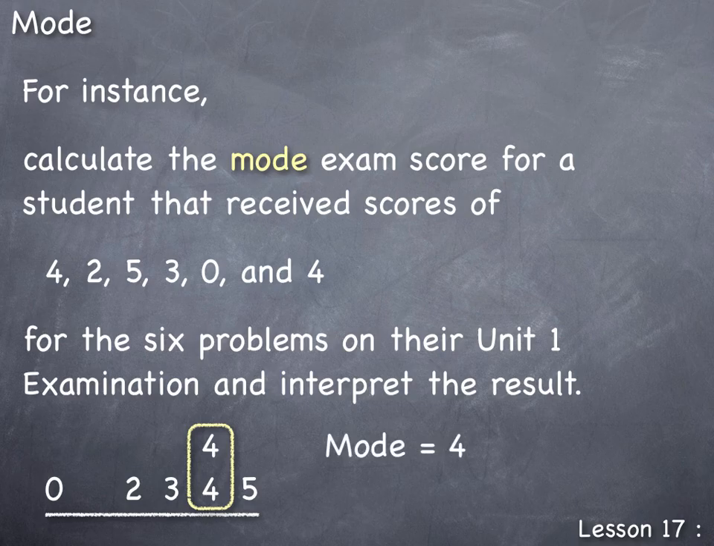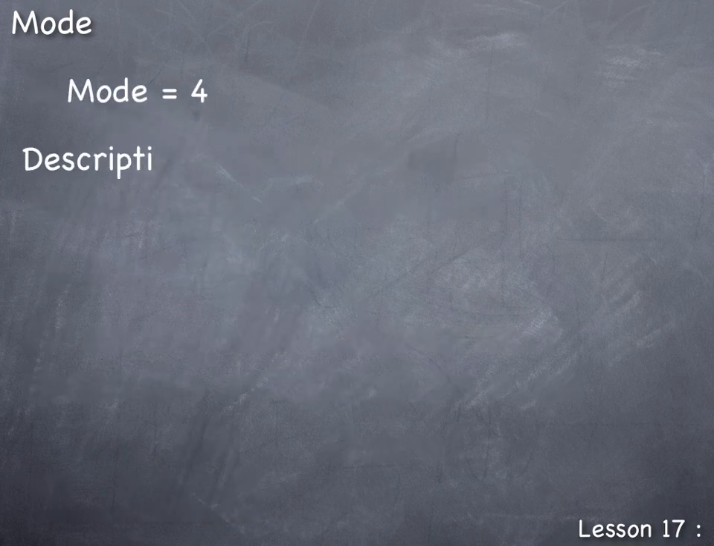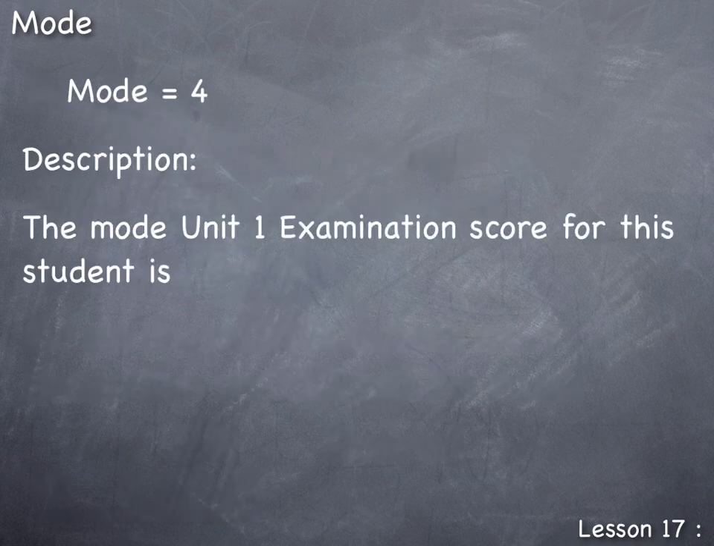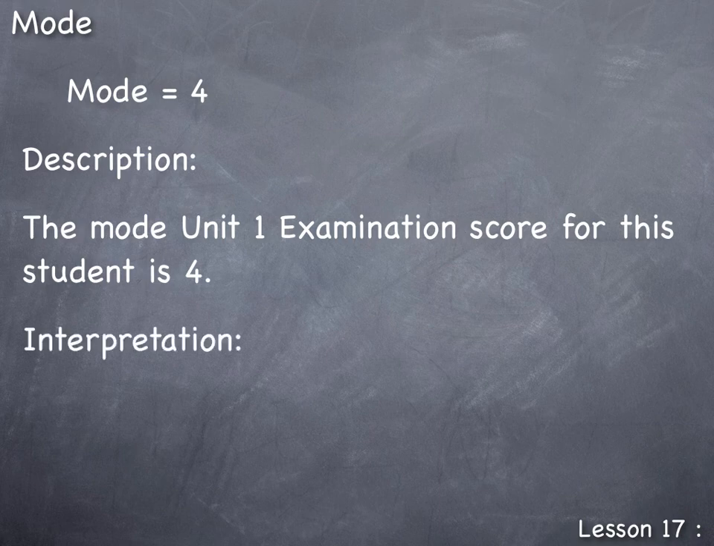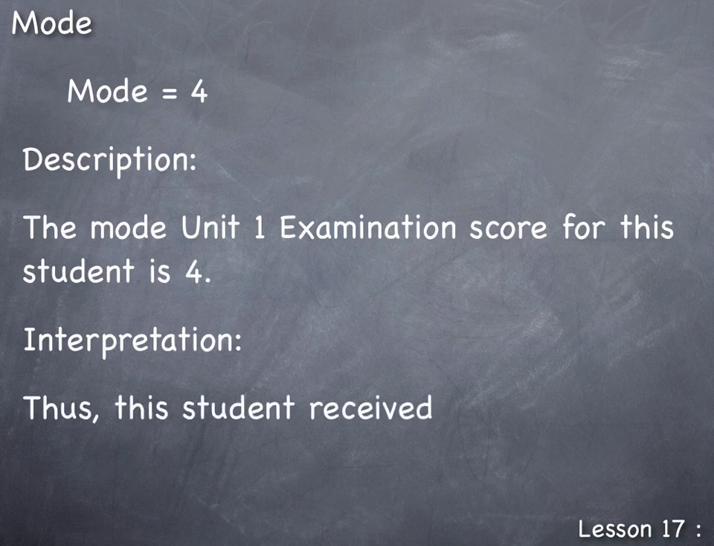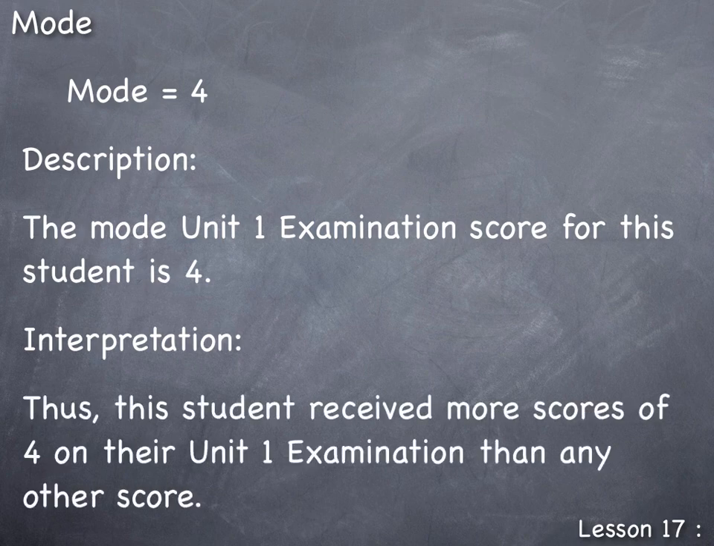Now that we've calculated the mode, we then need to interpret the result. So merely just saying that the mode Unit 1 exam score for this student is 4 is just describing the result. That is, saying the result in words of the problem. It's not an interpretation. Interpretations explain or give meaning to the result. Now the mode measures central tendency by finding the data value or values that occur most frequently in the data. So an interpretation would be that this student received more scores of 4 on their Unit 1 examination than any other score.